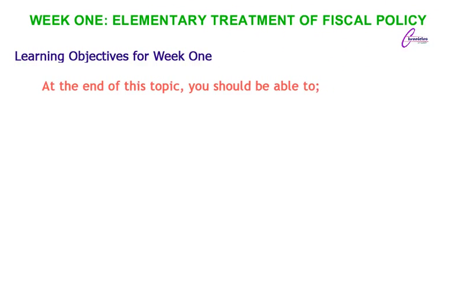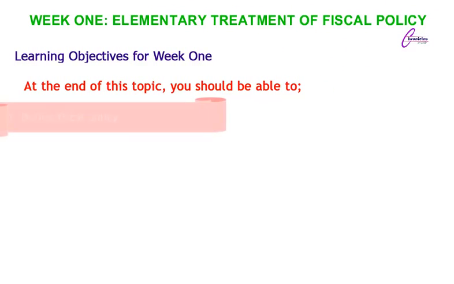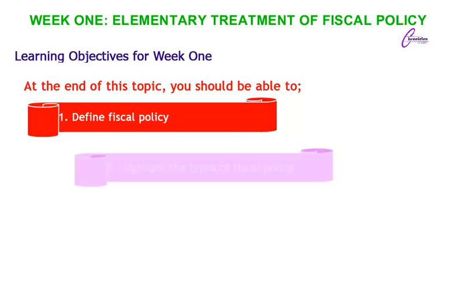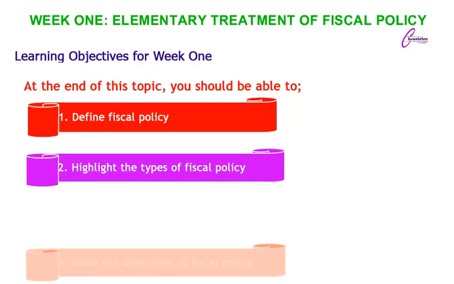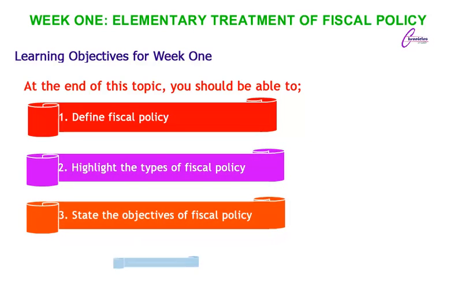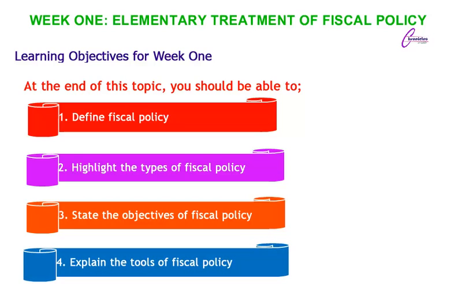Learning objectives for Week 1. At the end of this topic, you should be able to: 1. Define fiscal policy. 2. Highlight the types of fiscal policy. 3. State the objectives of fiscal policy. 4. Explain the tools of fiscal policy.